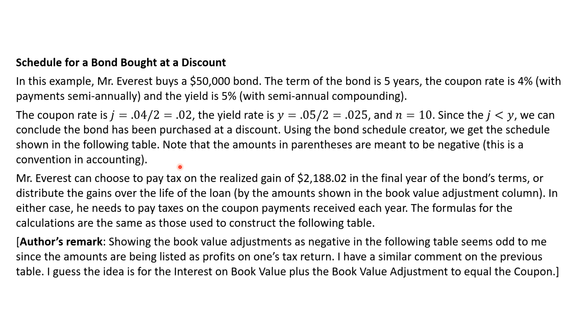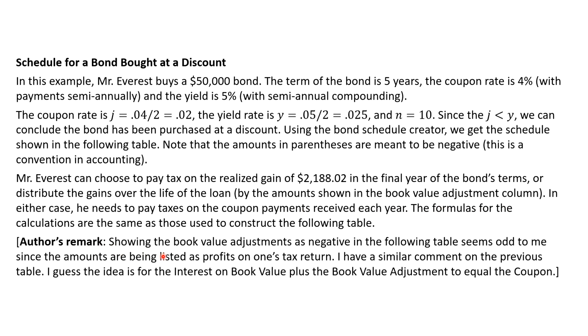One, he would pay tax on the realized gain, $21.88 in the final year of the bond's term, or distribute the gains over the life of the loan. We'll see that in the table. In either case, he needs to pay taxes on the coupon payments received each year.